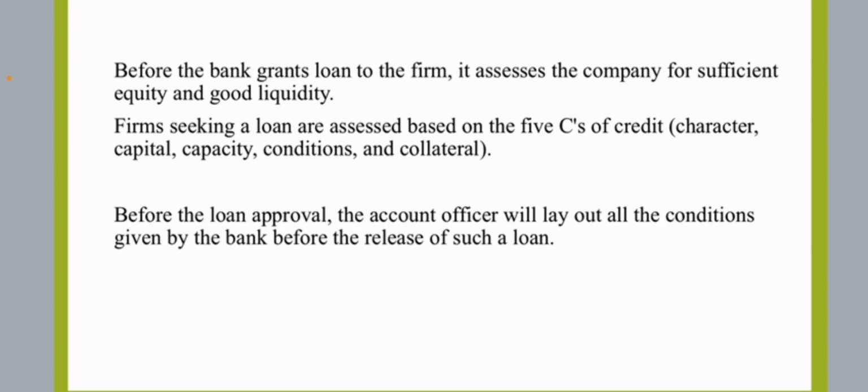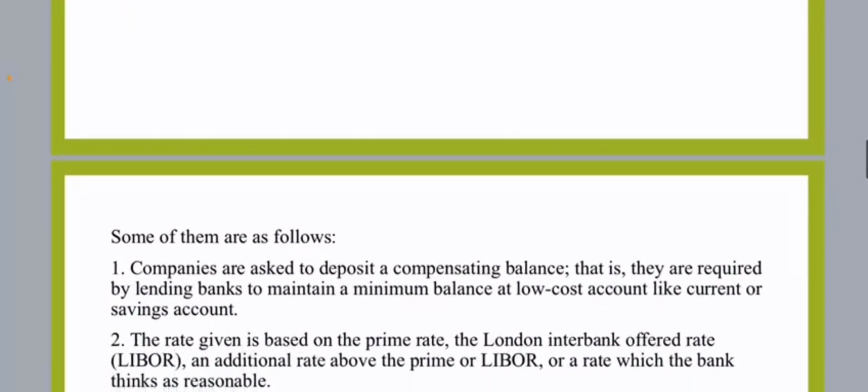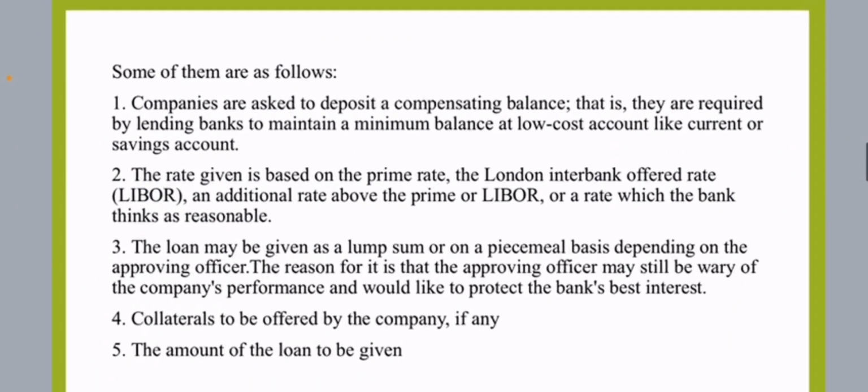Before the loan approval, the account officer will lay out all the conditions given by the bank before the release of such a loan. Some of them are as follows. First, companies are asked to deposit a compensating balance, that is, they are required by lending banks to maintain a minimum balance in a low-cost account like a current or savings account. Second, the rate given is based on the prime rate, the London Interbank Offered Rate or LIBOR, an additional rate above the prime or LIBOR, or a rate which the bank thinks is reasonable.